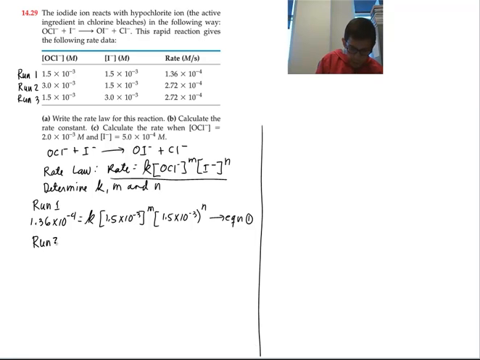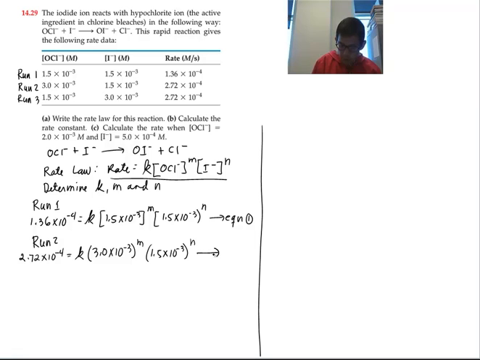Let's analyze run 2. In run 2, the rate was 2.72 times 10 to the negative 4, is equal to k times OCl⁻, which was 3.0 times 10 to the negative 3, raised to the m. And what was I⁻? 1.5 times 10 to the negative 3, raised to the n. And this now is our equation 2.